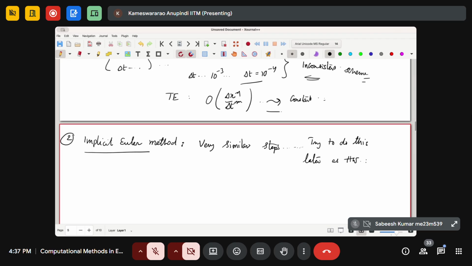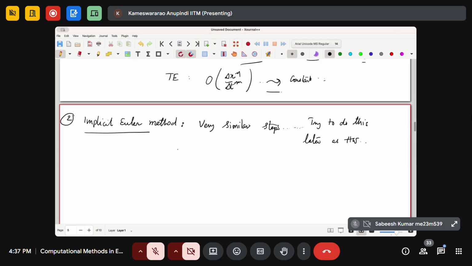Okay, do this as a homework or something. It will come out to be very similar. It will also have implicit Euler. We also have order delta t, order delta x square, and you can show that this is also a consistent method. Okay, you can show that.